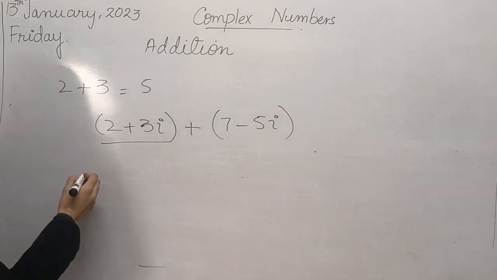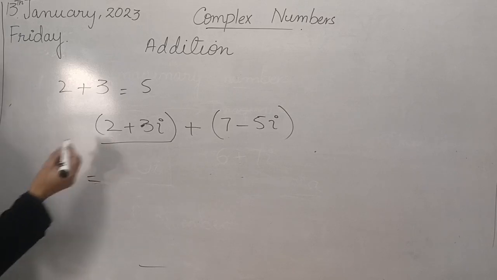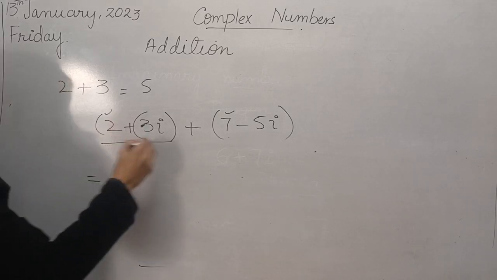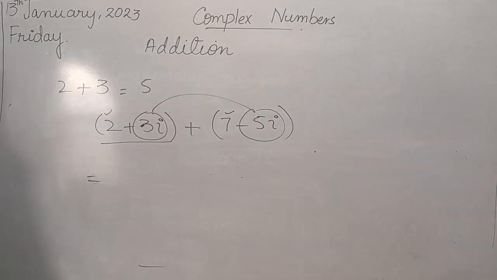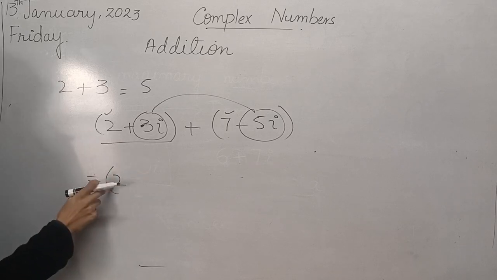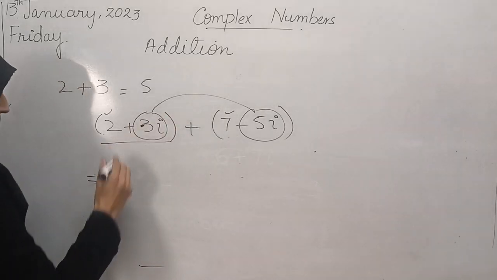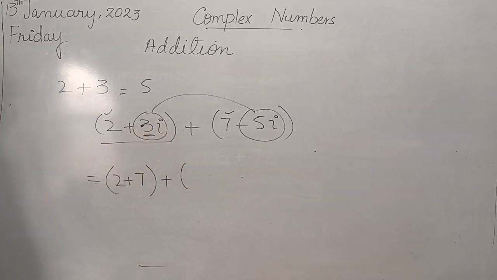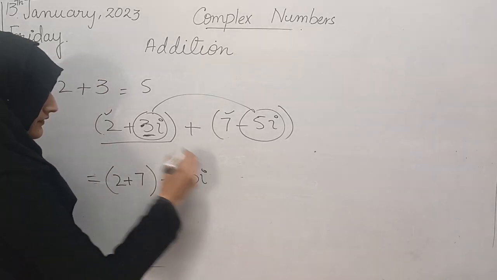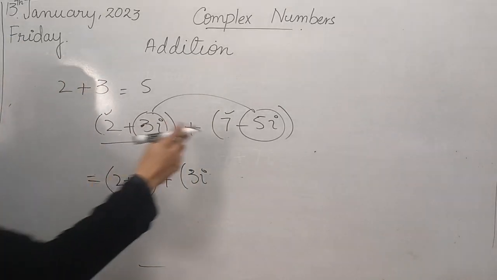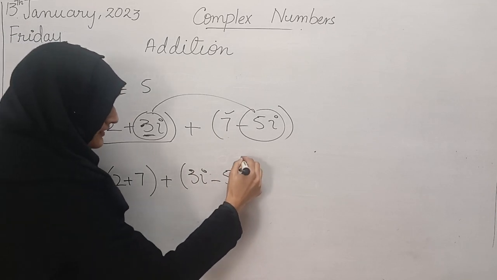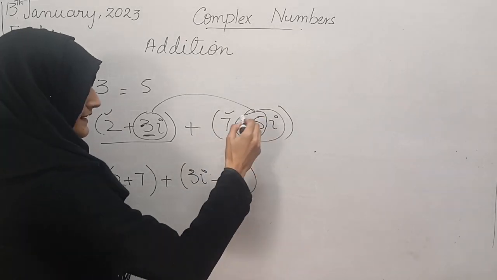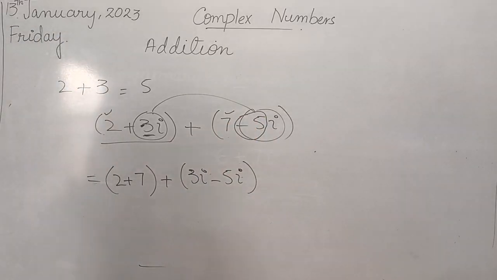The process is to add the given complex numbers. We will add the real part with real part and imaginary part with imaginary part. So 2 is the real part in this one and 7 is the real part in the other. 2 plus 7, plus 3 iota is the imaginary part of the first number, and minus 5 iota is the imaginary part of the second number. Boys and girls, do not ignore this negative sign. Okay?